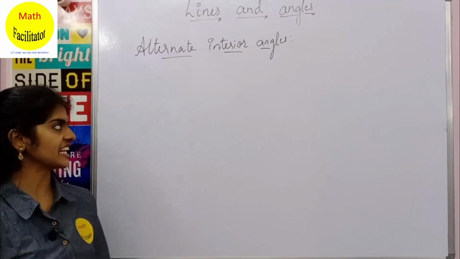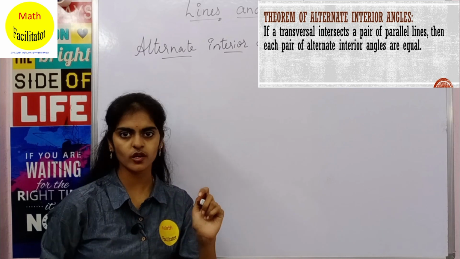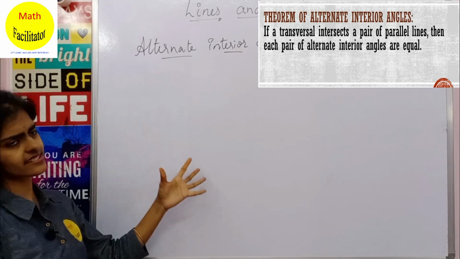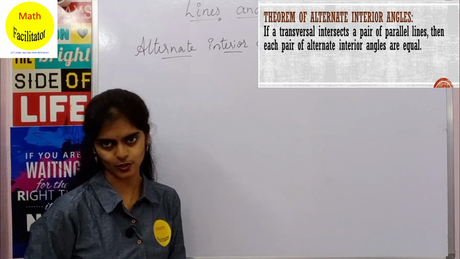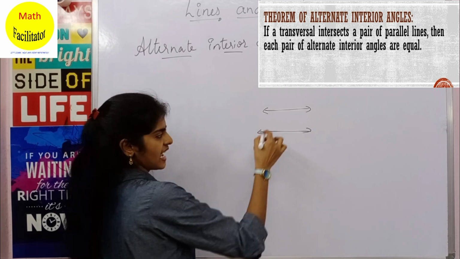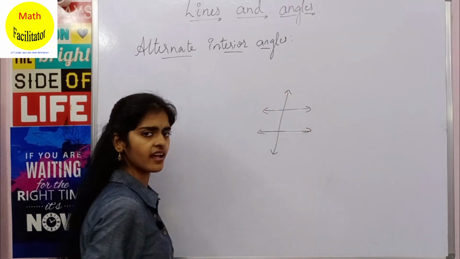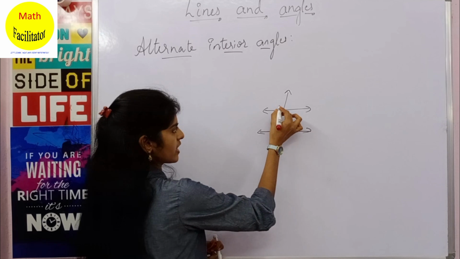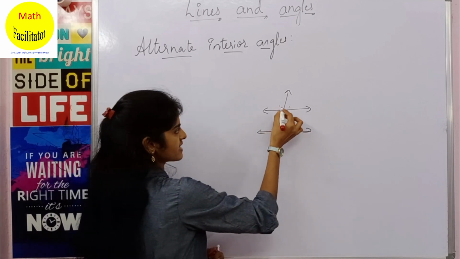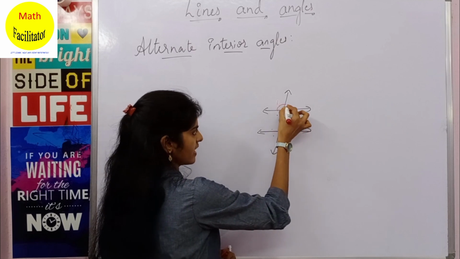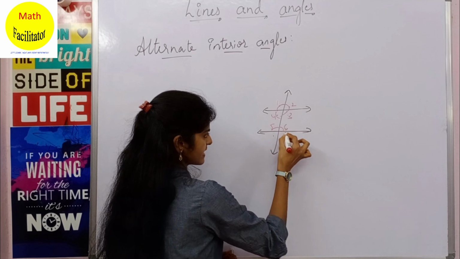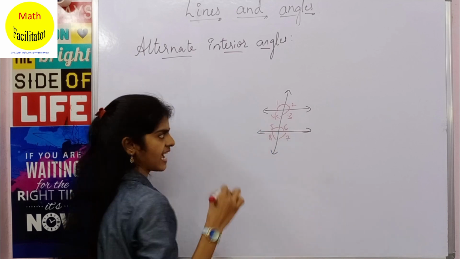Now let us find the relation between alternate interior angles. You have found that corresponding angles are equal, so let us see what the relation is between alternate interior angles also. Suppose you have two parallel lines in this way, and this is the transversal. Clear? Now you have 8 angles formed here: angle 1, 2, 3, 4, 5, 6, 7 and 8.